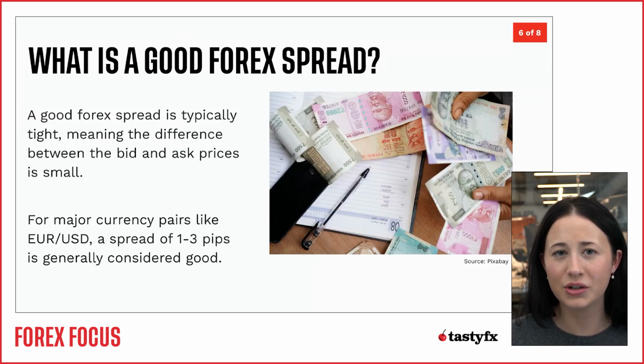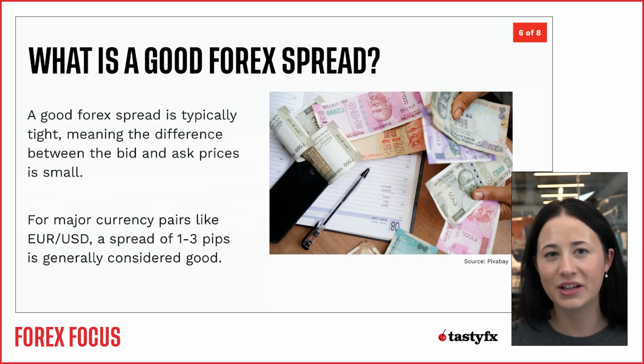So what is a good Forex spread? A good Forex spread is typically tight, and it means the difference between the bid and the ask price is relatively small. An example could be for major currency pairs like euro and US dollar, where a spread of 1 to 3 pips is generally considered good.